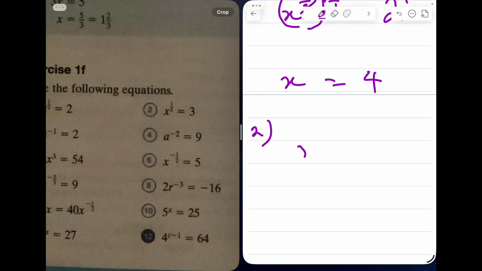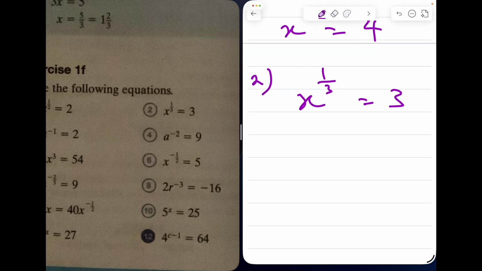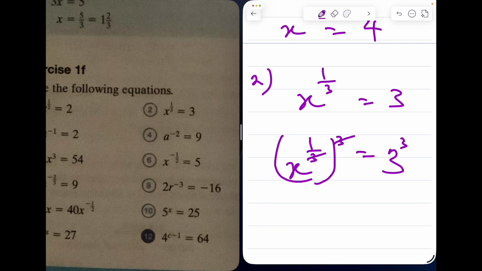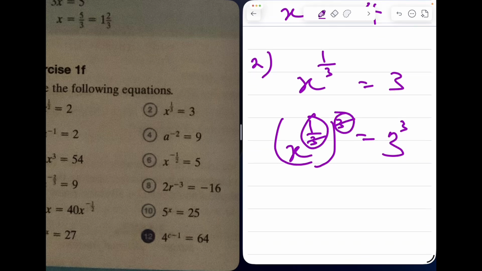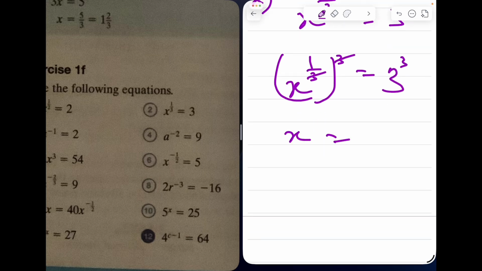Now to the next, which is number 2, x raised to power 1 over 3 equals 3. The power here is 1 over 3. That means I'm raising both sides to the power 3 over 1, which simply means x raised to power 1 over 3 raised to power 3 over 1 equals 3 raised to power 3. What I'm doing is 1 over 3 times 3, multiplying the powers. And that means x is equal to 3 raised to power 3, which is 27.